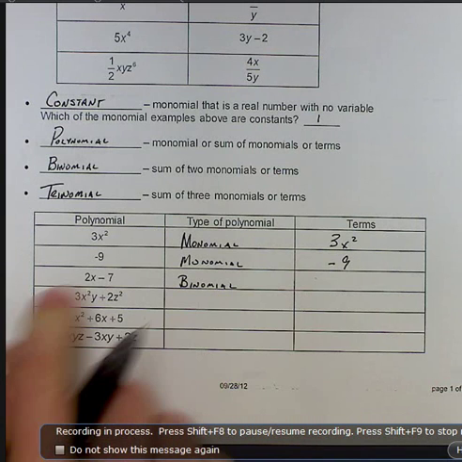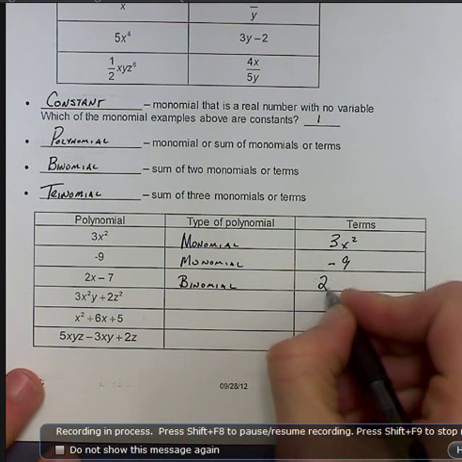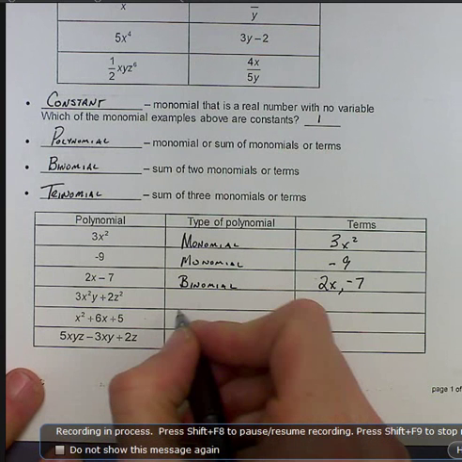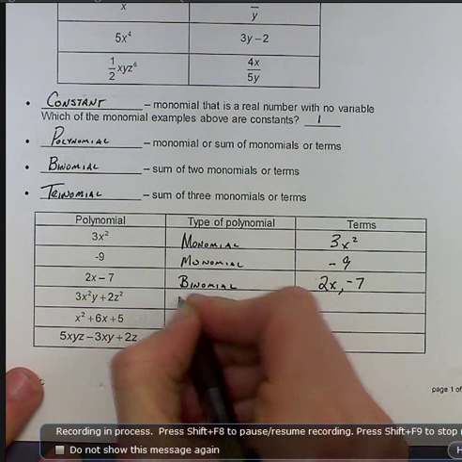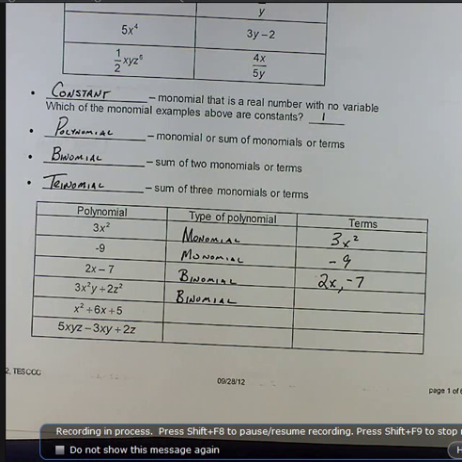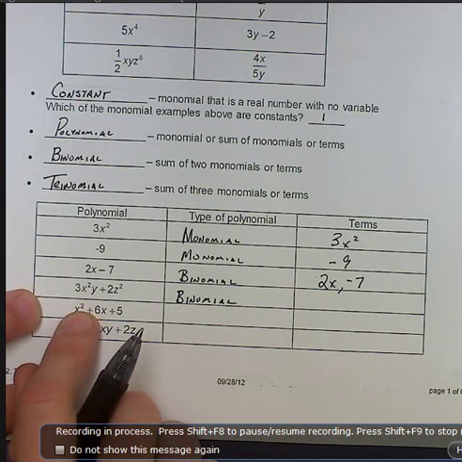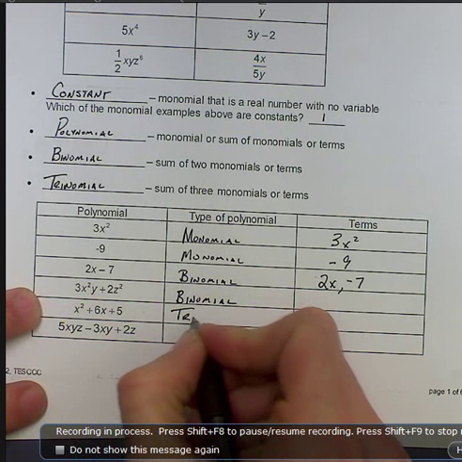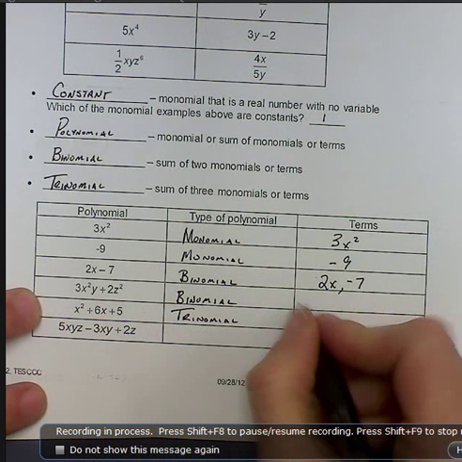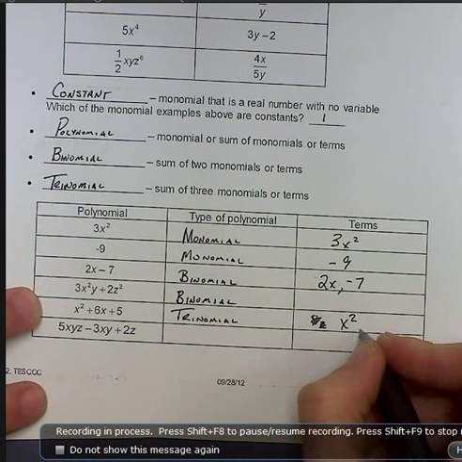And my terms are separated by this sign right here, which will actually turn into a negative instead of a positive. Okay? I also have another binomial. Since I have three terms, this would be a trinomial. My terms here would be x squared, 6x, and 5.